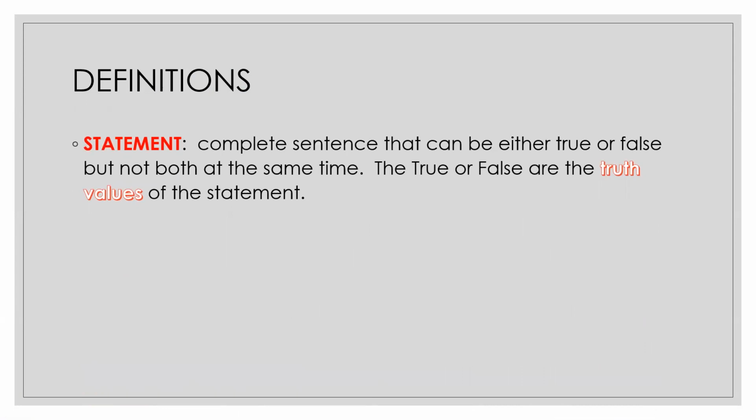A statement is a complete sentence that can either be true or false, but not both at the same time. The true or false are what we call the truth value of that statement.